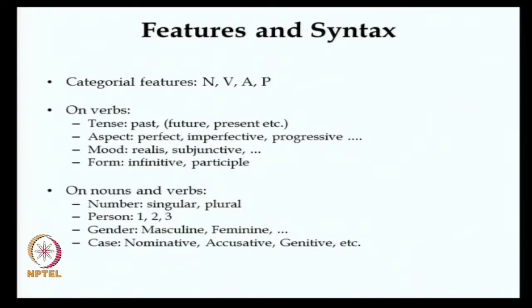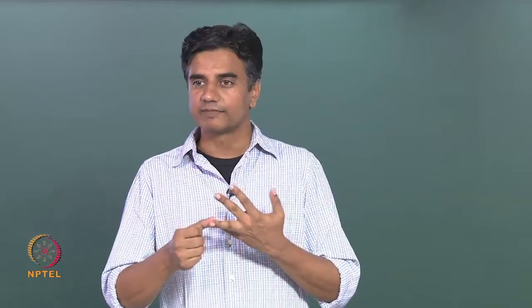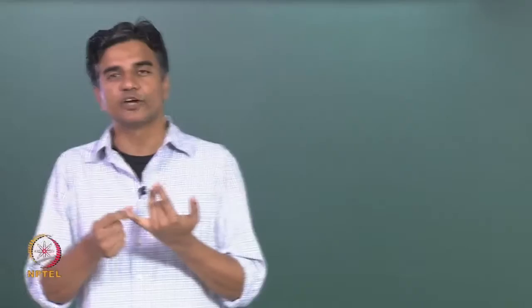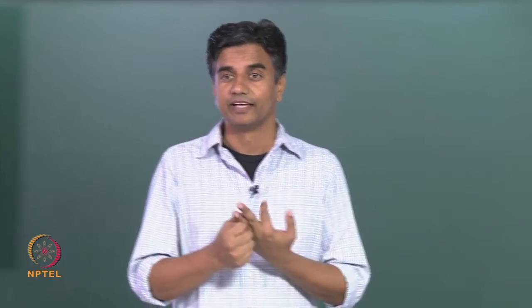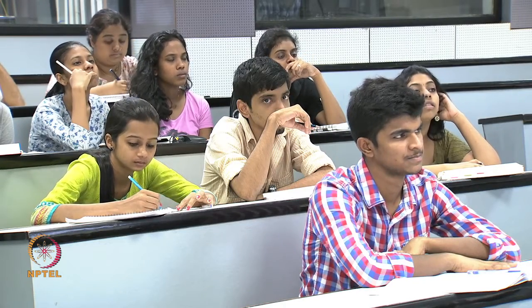But let me first make sure if we have heard these words at least. Tense, aspects, modality, yes, no? No? Okay. What are the tenses that you have heard? Past, present. Present, past, future. I am glad there are only three of them. And then we talk about aspects. Have you heard these names before? Perfect, imperfect, continuous? Yeah. Yes?